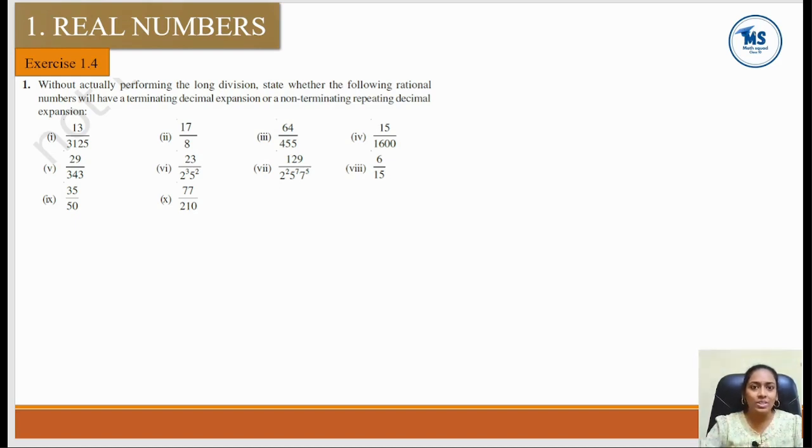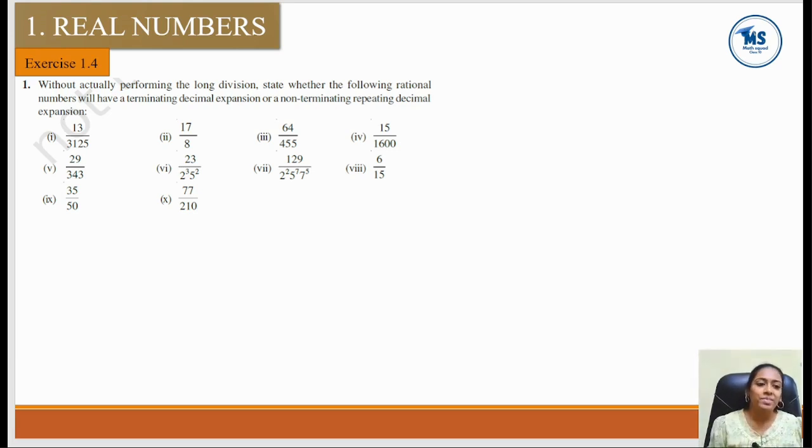Okay, so we have studied in the previous theorems that if a rational number x, which is written in the form of p by q, is terminating, then the denominator q will be in the form of 2 power n into 5 power m. And of course the converse is also true, and if the denominator is not in the form of 2 power n into 5 power m, the rational number is non-terminating and repeating.